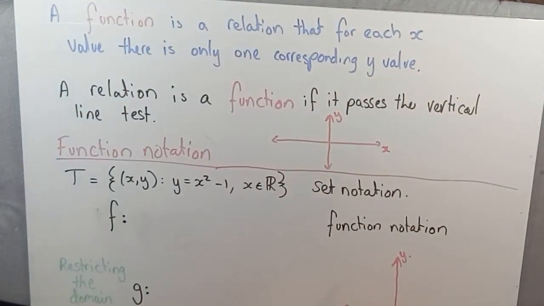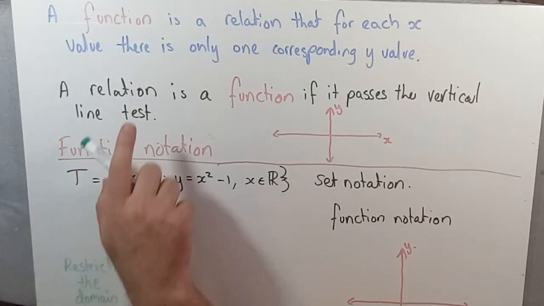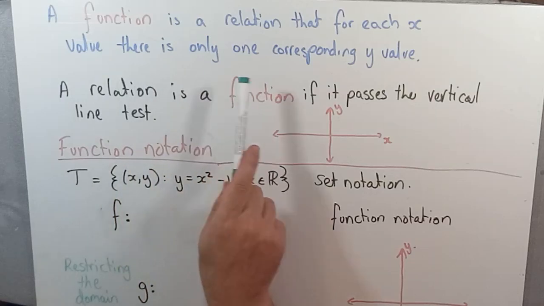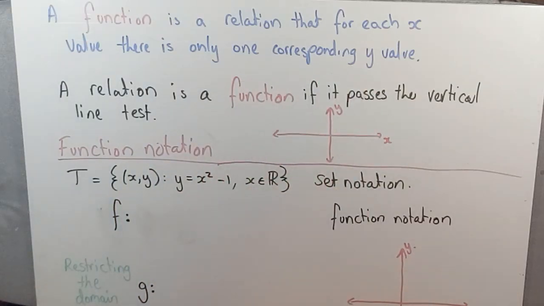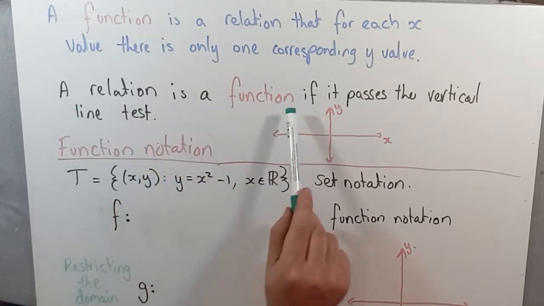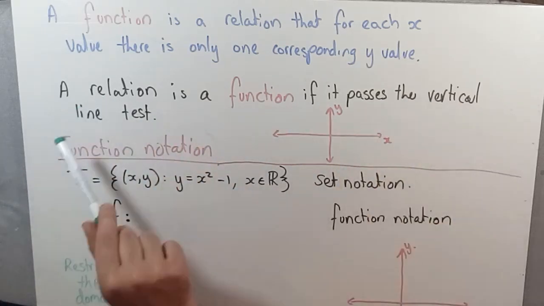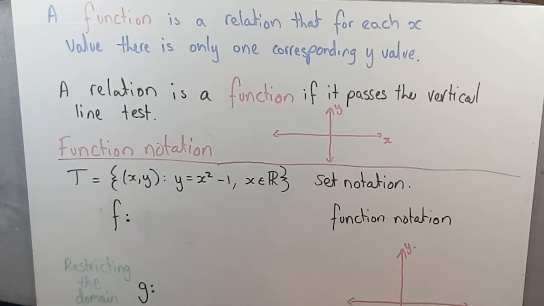We've got functions. Now we're getting into the real stuff. A function is a relation where for each x value there is only one corresponding y value. So what does that mean? A relation is a function if it passes the vertical line test. This is the easy way to figure out if something is a function or not.